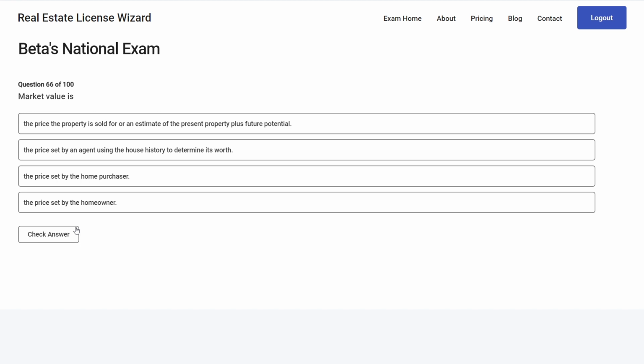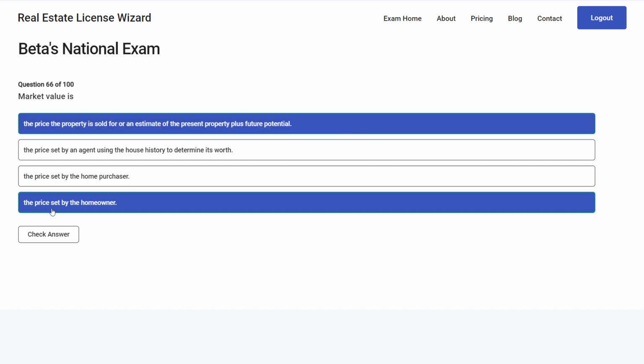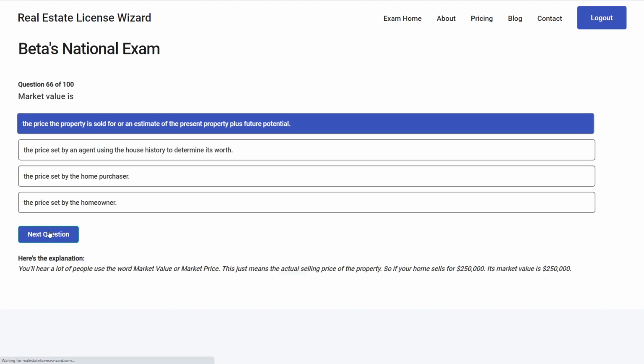All right, so the correct answer for this one is the first one: the price the property is sold for, or an estimate of the present property plus future potential. So you'll hear a lot of people use the word market value or market price, and that basically just means the selling price of the property. So if your home sells for $250,000, the market value is $250,000.